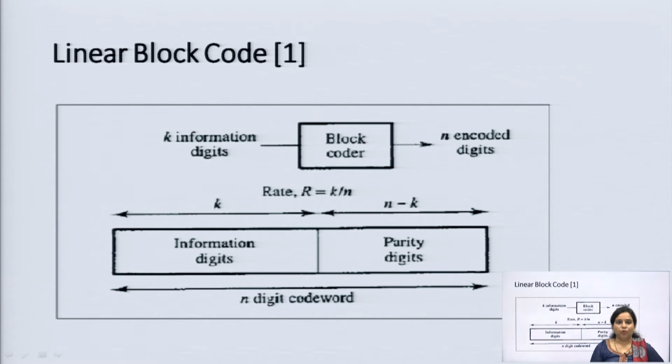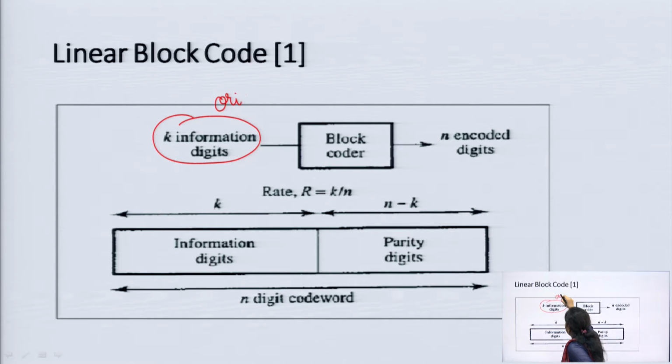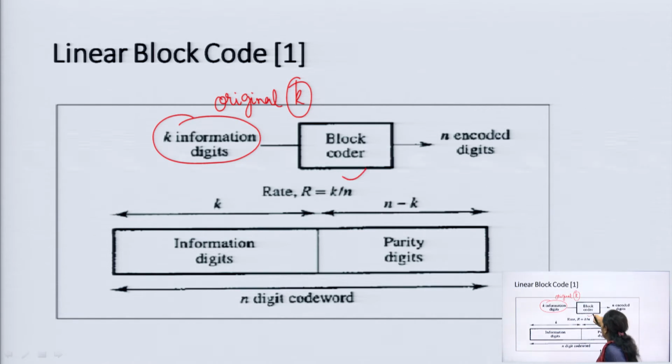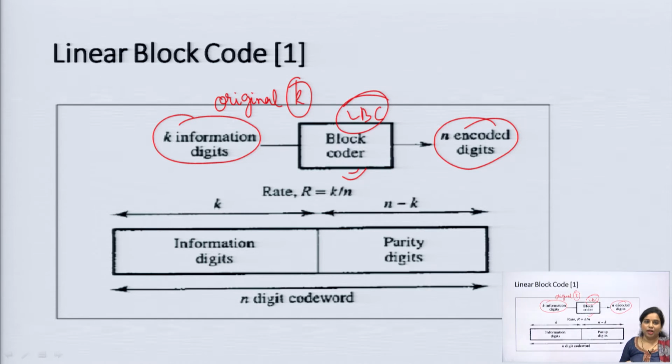So, this is the linear block code. What is a linear block code? These are the k information bits, the original data that you want to transmit, denoted by small k. It is given to this block coder, the LBC, that is the linear block coder, and it is received at the receiver side as encoded bits. Now, this is not just k, this is k plus r. You have added parity bits at the block coder, so that they can be checked at the receiver side, so you can identify whether the error has occurred or not.